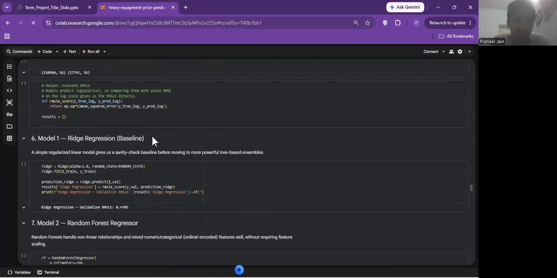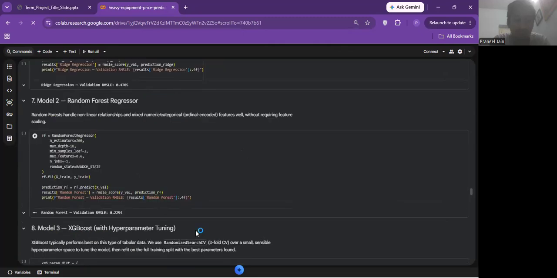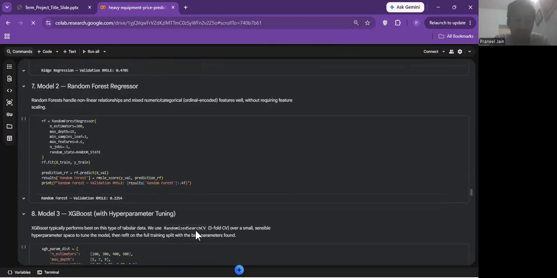The second model that we have made is random forest regression, as we can see here. It is a bagging method. Many trees are trained independently on bootstrap samples, then averaged. If there is any overfitting, then we can decrease the depth or increase the min sample width. And this model showed us the score of 0.2254.